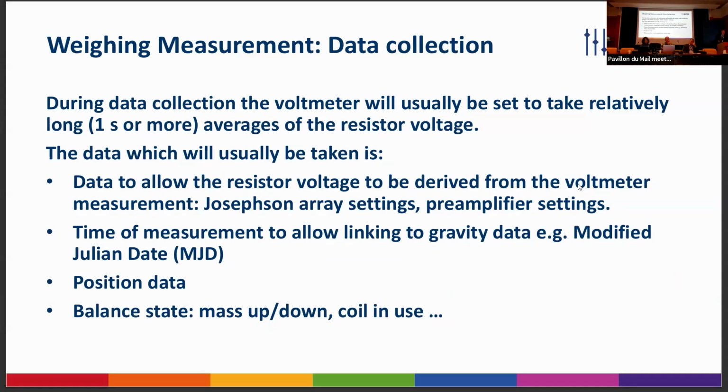And so the data you're going to collect when you do this: normally you want the resistor voltage in a weighing, which is derived from the voltmeter measurement, Josephson array settings, and preamp settings. You need to log the time of the measurement. I use modified Julian date, so it's obvious how that is related, so nobody accuses me of using British Summer Time rather than anything else. That allows us to lock to all the other measurements in the system. You get position data and other things like mass state.